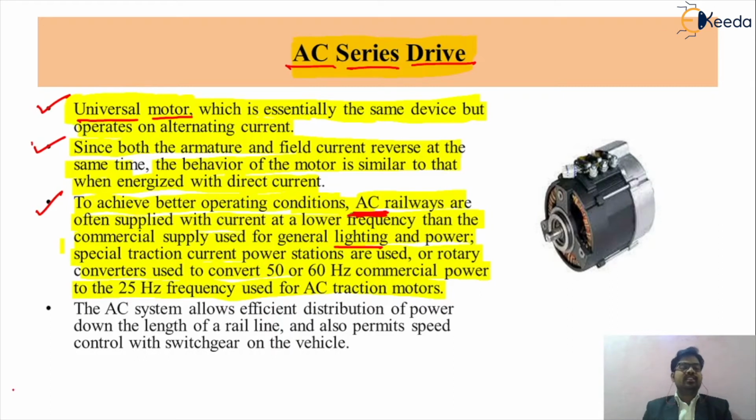Then next, because the supply is available as AC, the AC system allows efficient distribution of power down the length of the rail line. It also permits speed control with switchgear on the vehicle. Due to that, AC series drives are preferred in most types of electric traction drive. This is one of the images of the AC series drive that we prefer for the traction system.